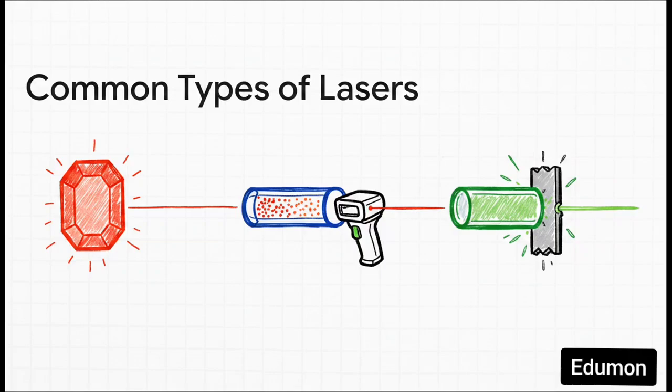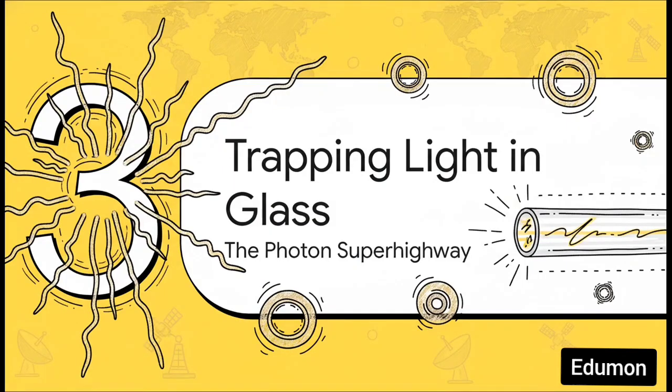The material really does define the laser's personality. Okay, so we've forged our perfect beam of light. We've got our laser, but now we need a way to guide it, a way to send it across a room or even across an ocean. And that brings us to the second massive piece of this puzzle, the optical fiber.